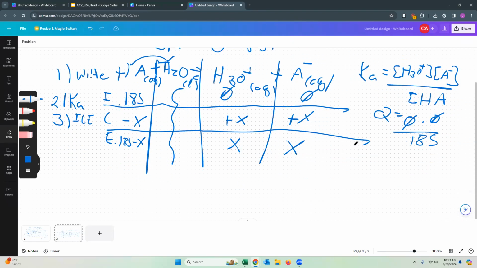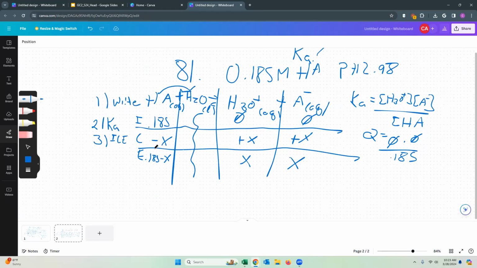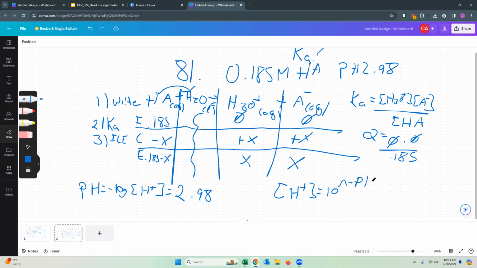All right. So we can't plug it into Ka, but we do have the pH, right? pH equals minus log of H plus concentration, which here is 2.98. And the way to convert between a hydronium concentration and a pH is that you do 10 to the power of negative pH. If you have a pH, do 10 to the power of negative that number, you'll get your hydrogen concentration. So I'm going to do 10 to the power of negative 2.98.